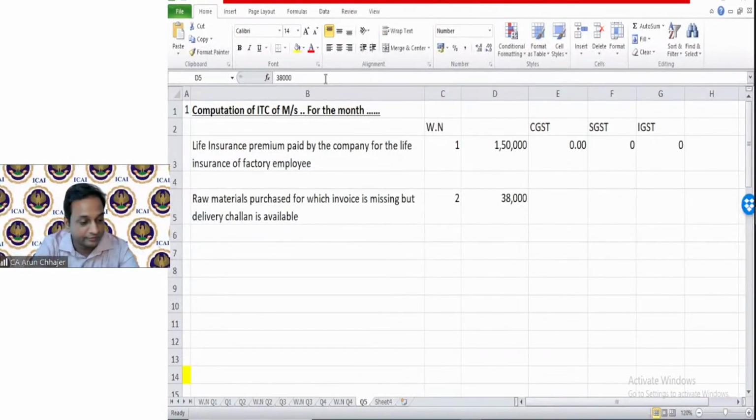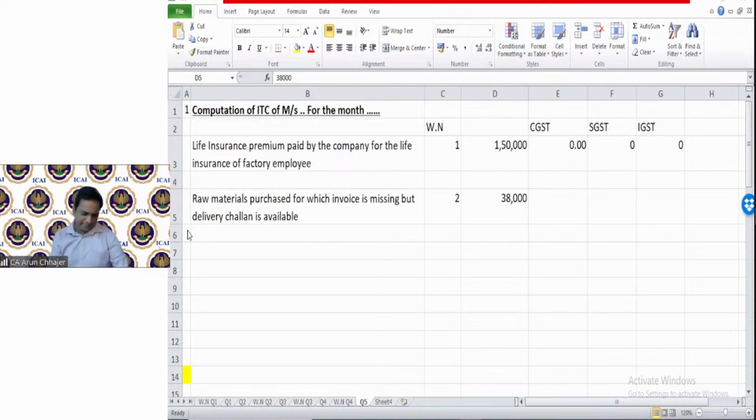The point is, absolutely correct. By virtue of Section 16 sub-section 2, there are some conditions under which we can take the ITC. Satisfaction of all the conditions is mandatory for taking the input tax credit, and one of the conditions says that you should have the tax invoice or any other document as prescribed in Rule 36 sub-rule 1. It can be a tax invoice.